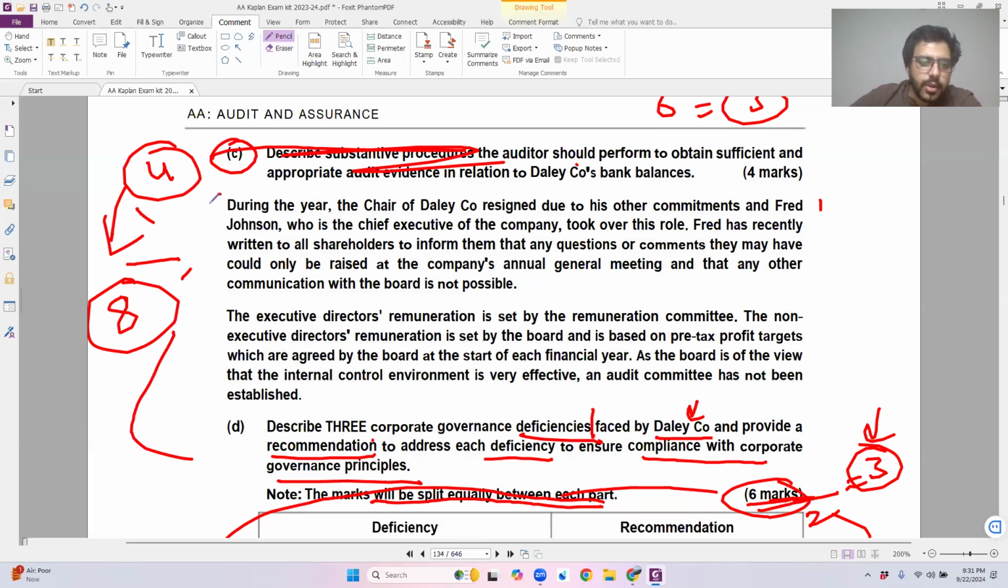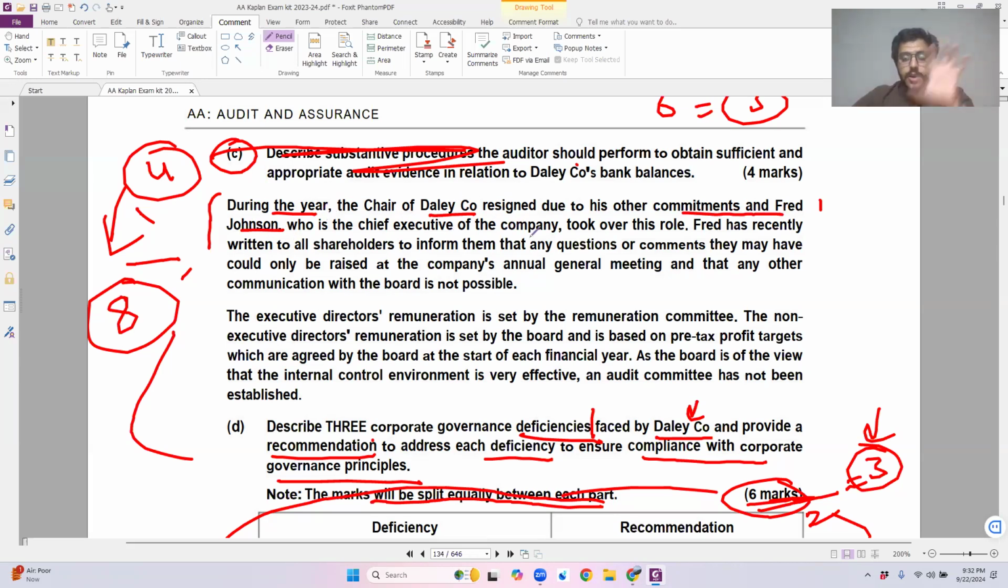Let's read the question from right here. The way I'm reading the question today, the same way you will have to read the question within your exam, and the question that I'm going to give you for homework as well. Okay. So let's read it. During the year, the chair of Daley Corporation resigned due to his other commitments, and Fred Johnson.